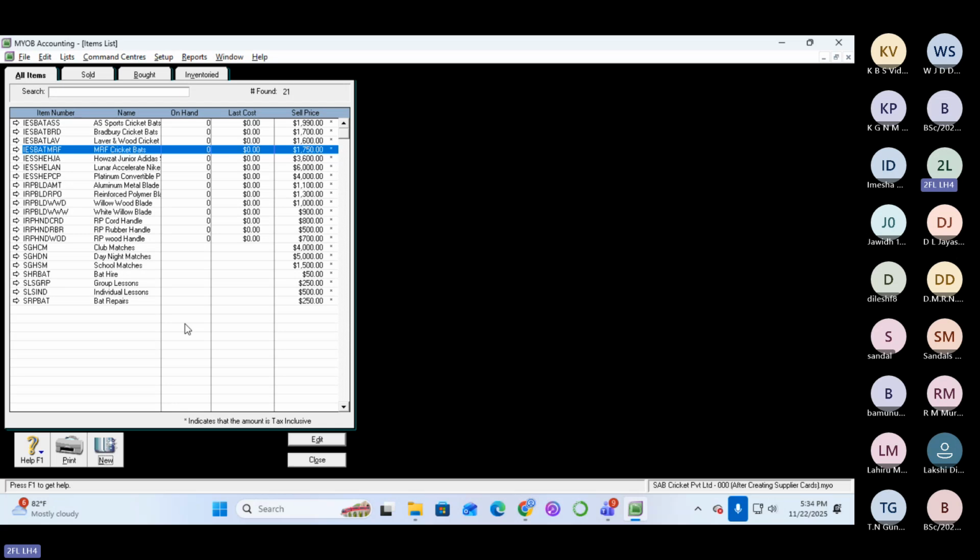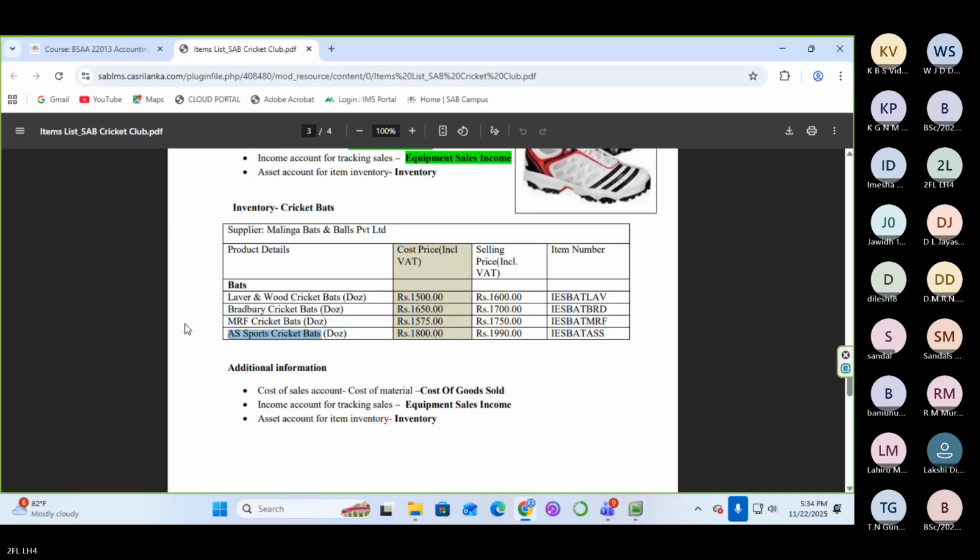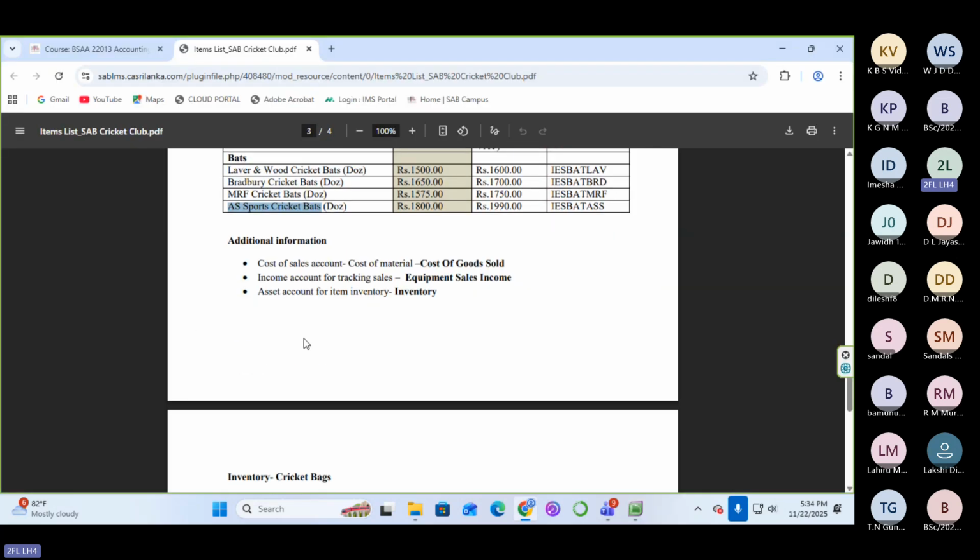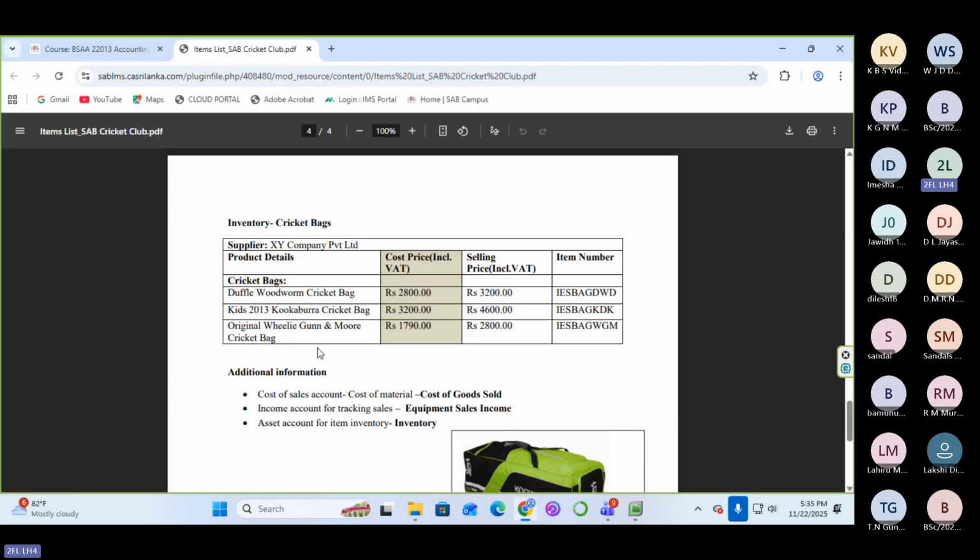Right, if you completed the cricket bats, 4 types of cricket bats, then the last item is cricket bags, which is very simple, nothing complicated. Buying unit of measure is also each. Selling unit of measure is also each. You are buying each bag and selling each bag. And the 3 accounts are also the same as previous. Number of items per buying unit is 1. So it's very easy.